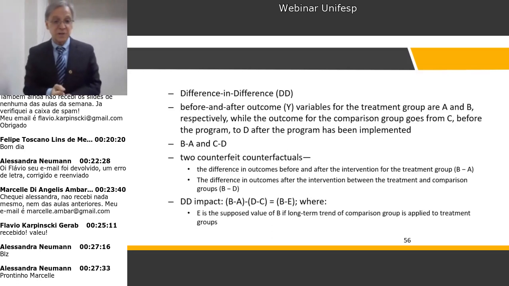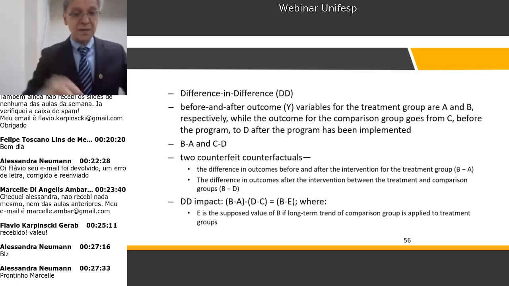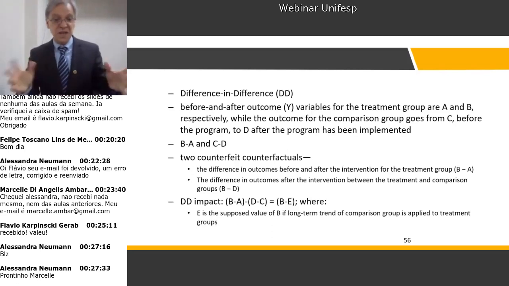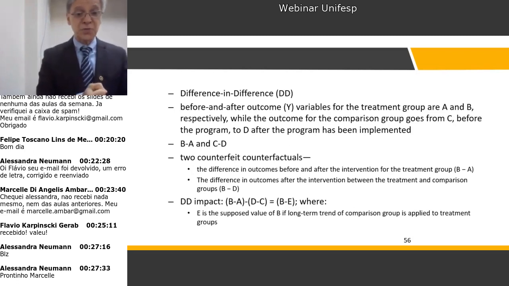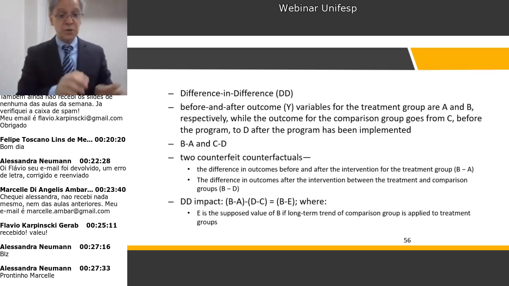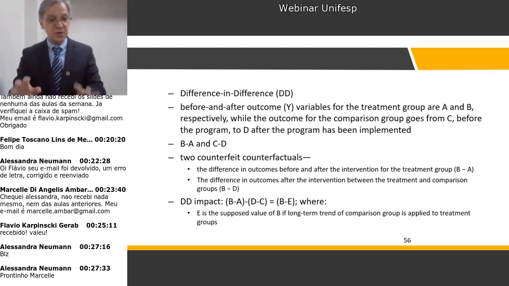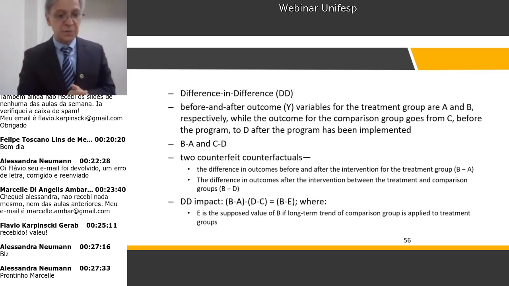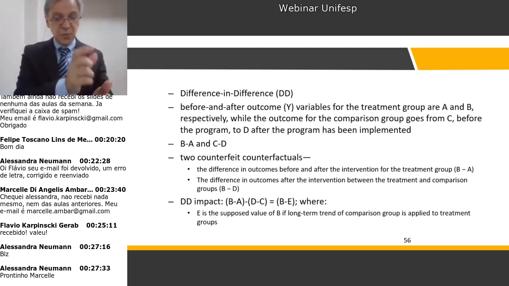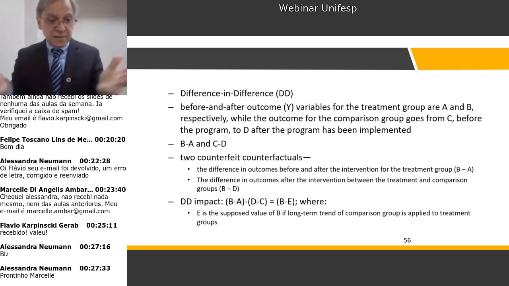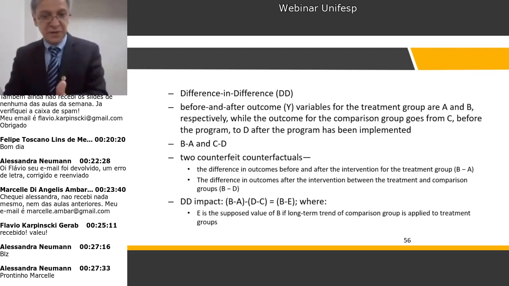So in difference in difference, the before and after outcome is Y, for the treatment group A and B, while the outcome for the comparison group goes from C before the program to D after the program has been implemented. So B minus A, D minus C. I'll give you an example. The difference in outcome before and after the intervention is B minus A, because before is B and after is A. So I use names or letters that make it simple. So it's before and after intervention.